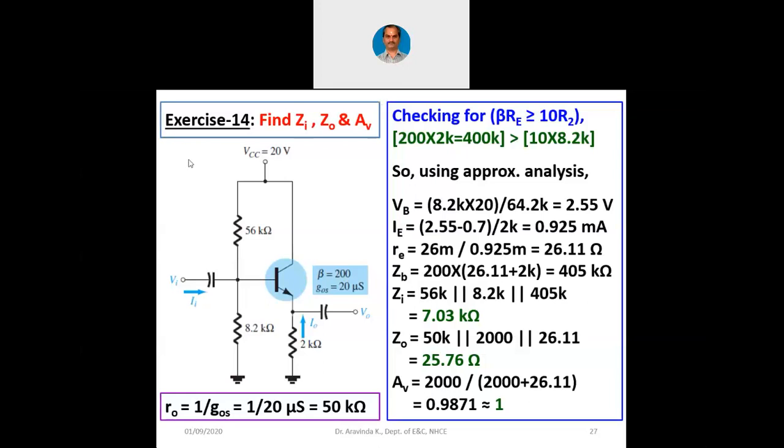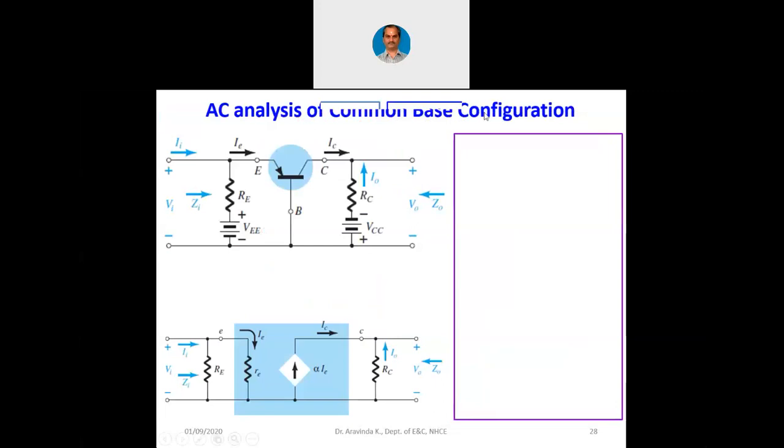Let me go to the next configuration. That is the last configuration, called common base configuration. With that, we are going to end this particular module. So, AC analysis of common base configuration.